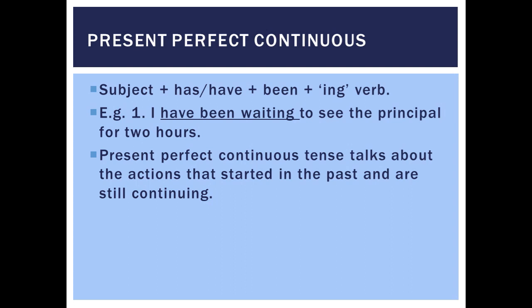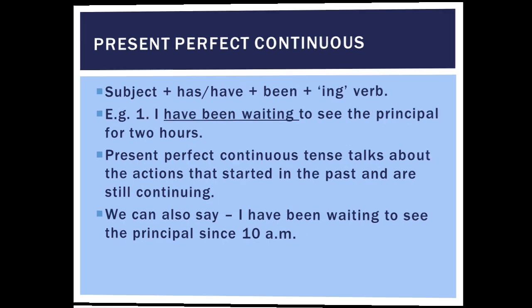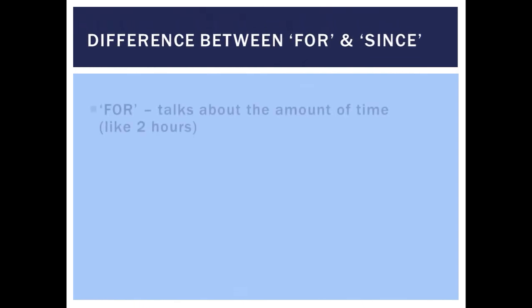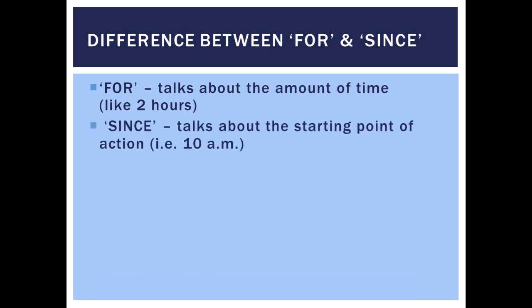In this sentence, we can also say, I have been waiting to see the principal since 10 a.m. The difference between for and since is that for talks about the amount of time, like 2 hours. Since talks about the starting point of the action, that is 10 a.m., which shows the starting point.